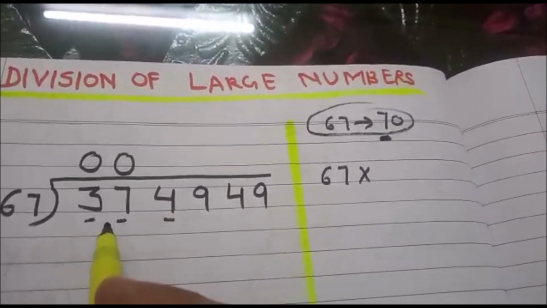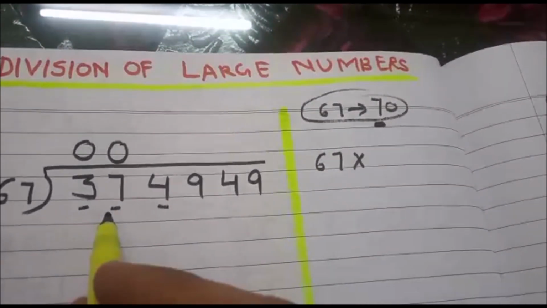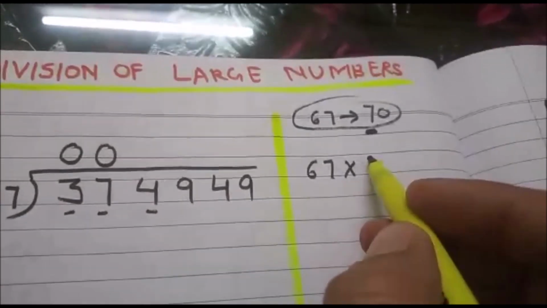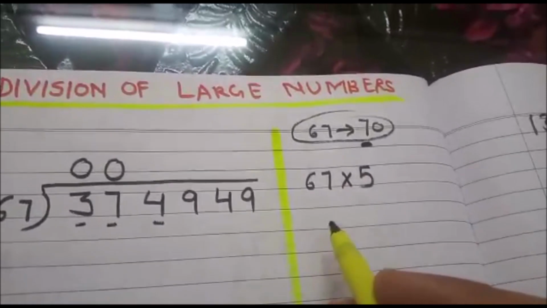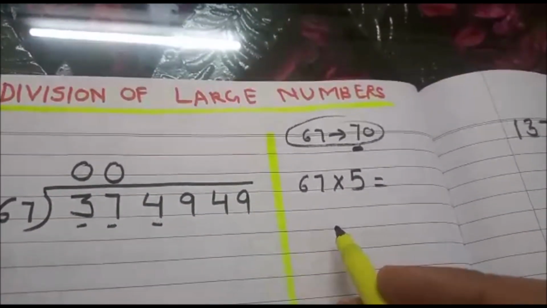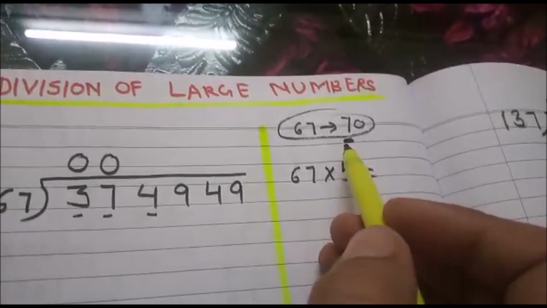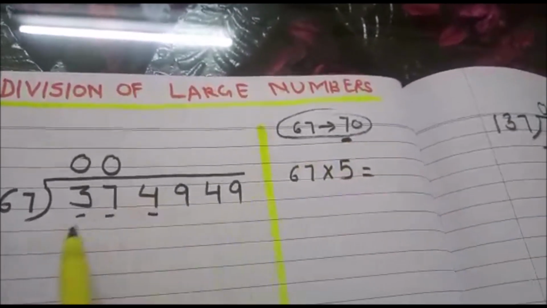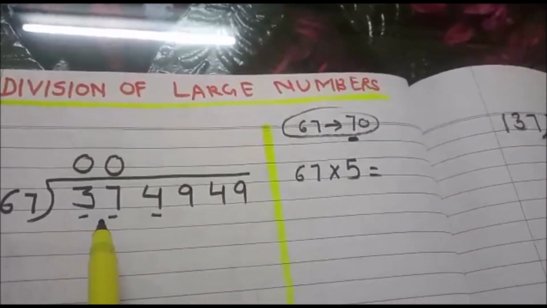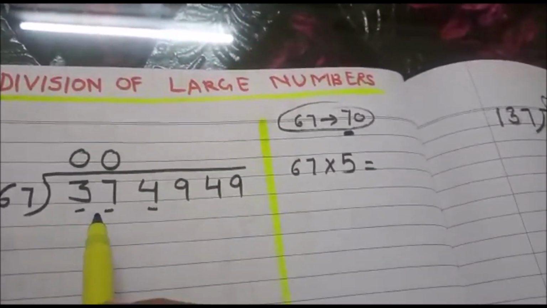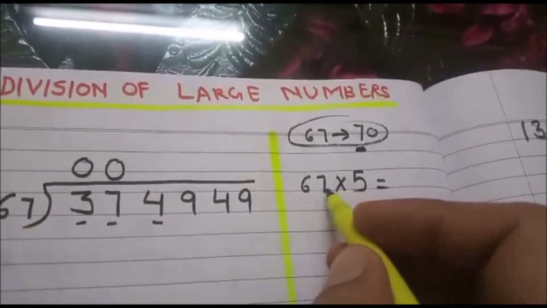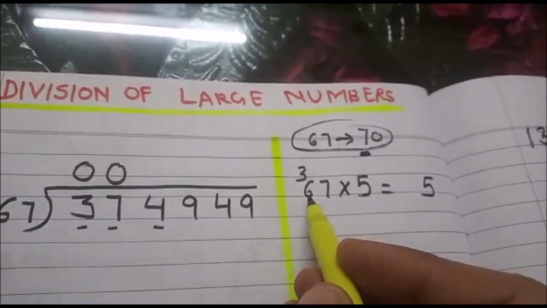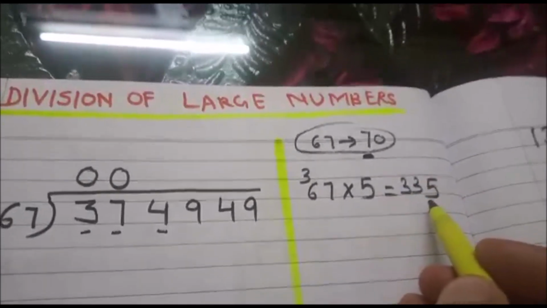7 5s are 35, 7 6s are 42. 7 6s are 42 is greater than 37. So we can opt for 7 5s are 35, means we will multiply our divisor by 5. Once again, see, we have just guessed by the table of 7 till 37. 7 5s are 35, which is smaller than 37. So we can guess the number 5. Now multiply 5 7s are 35. 3 carry over. 5 6s are 30 plus 3, 33.